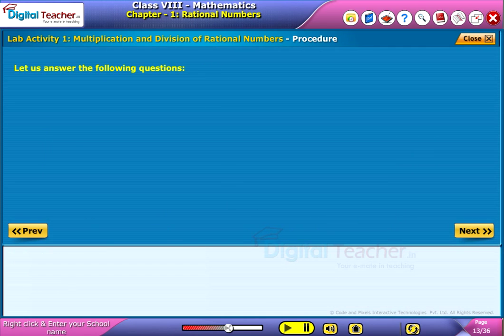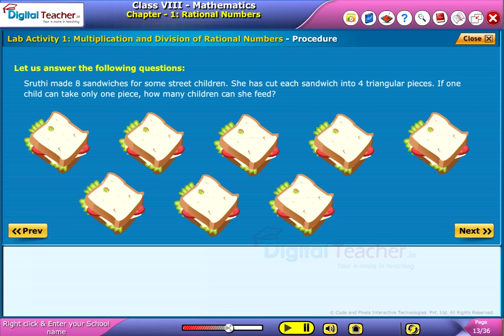Let us answer the following questions. Shruti made 8 sandwiches for some street children. She has cut each sandwich into 4 triangular pieces. If one child can take only one piece, how many children can she feed?